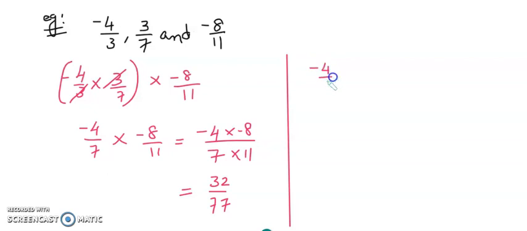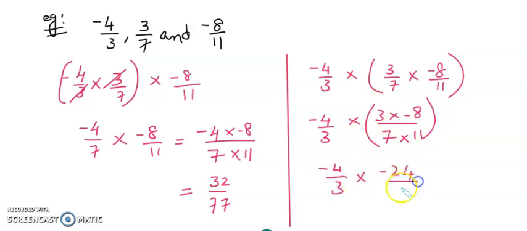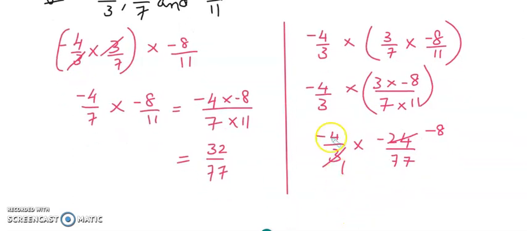Now, I'm going to keep the first fraction as such. I'm not going to touch it. So, I'm going to take the third and the second together. If you see in this one, the 3, 8, 7, 11, nothing is common between the numerators and the denominators. So, we'll simply multiply it. So, 3 times negative 8, 7 times 11. Correct? So, I'll get negative 4 over 3 multiplied by negative 24 over 77. Now, 3 ones are 3 and 3 eights are 24. Correct? Now, negative 4 and negative 24. So, that will give me a positive 32 divided by 77.